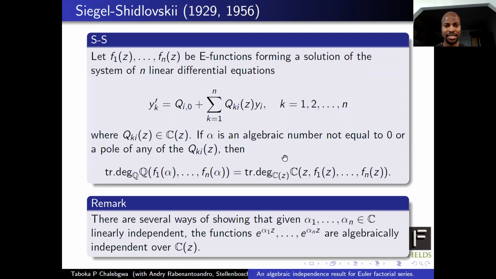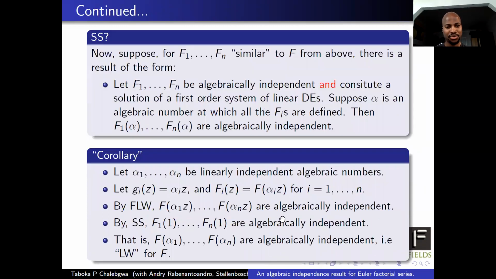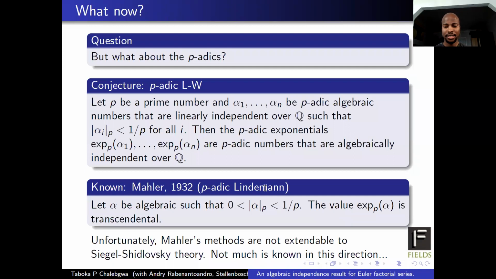Now, in line with our meta observation, there are several different ways of showing that whenever you have alpha 1 up to alpha n being linearly independent complex numbers, then the n functions e to the alpha 1 up to e to the alpha n are algebraically independent over the complex numbers. It's a classical question, and it can be shown. Which means whenever you impose that in addition your alphas are algebraic numbers, then you can apply the Siegel-Shidlovsky theorem to them and immediately deduce the Lindemann-Weierstrass theorem, similar to the meta theorem that we saw. Okay. Now one of the questions would be, what about the p-adics?